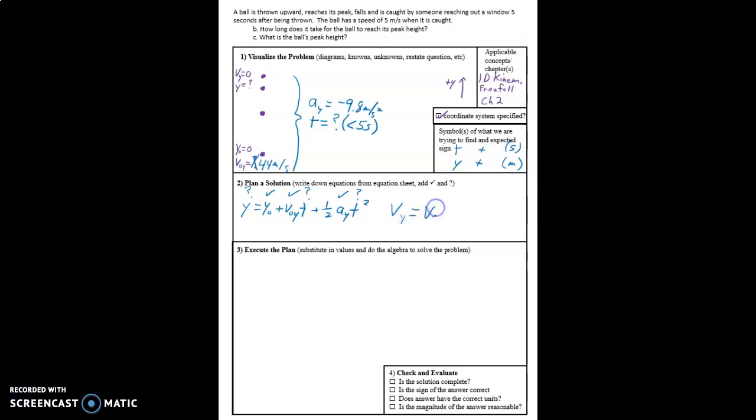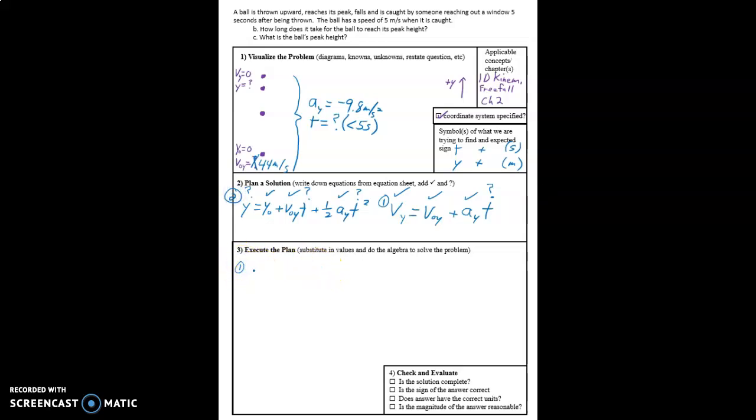And then we think about some of our other equations. For example, v y equals v naught y plus a y t. We don't know the time, that's what we're looking for, but we know the acceleration, we know how fast it was going when it started, and we know how fast it's going at the peak. By definition, when it gets to its peak, its velocity is 0 meters per second. So that's our plan, is we're going to solve this first. Okay, that'll be step 1, and then that'll be step 2.